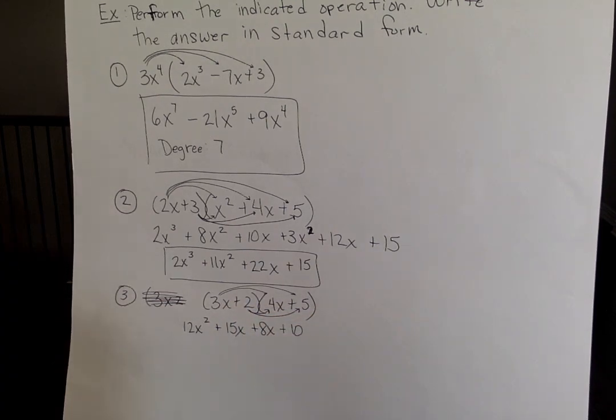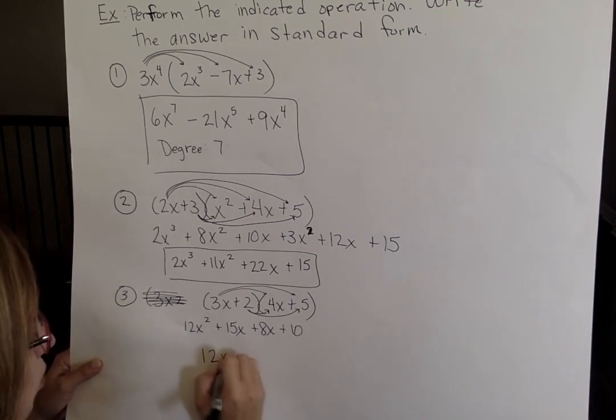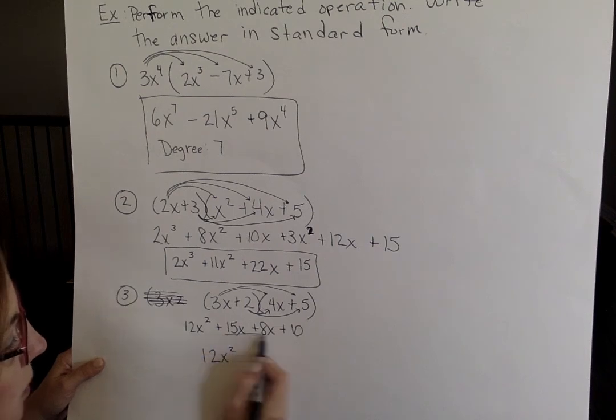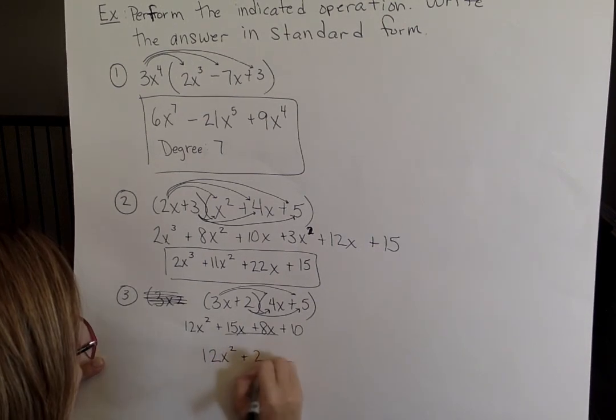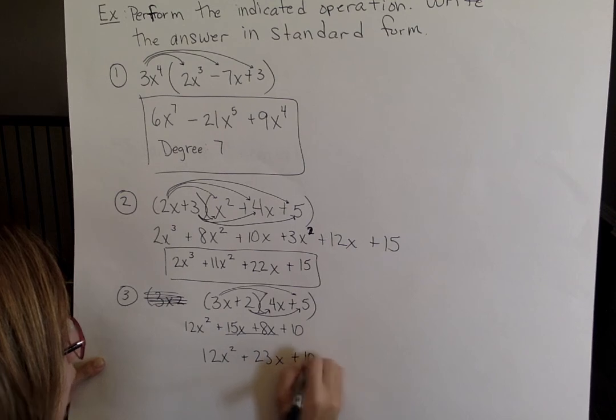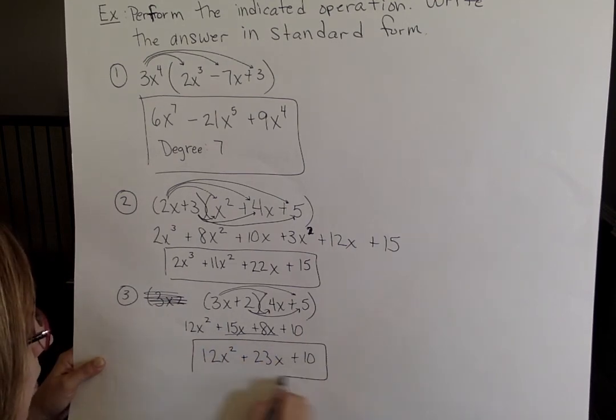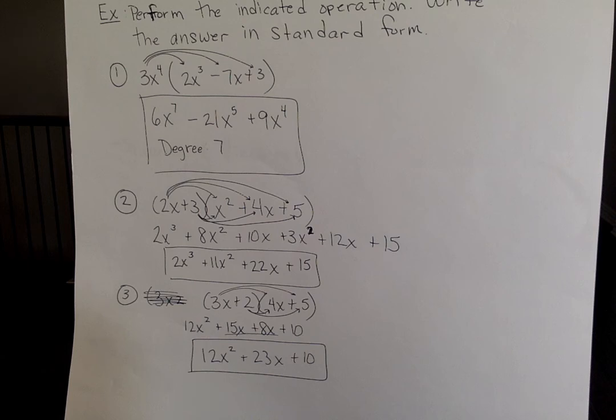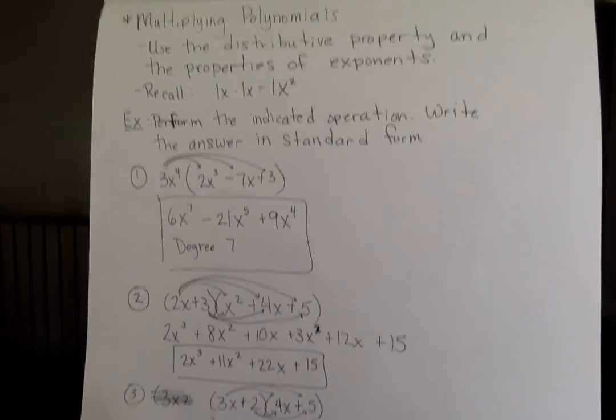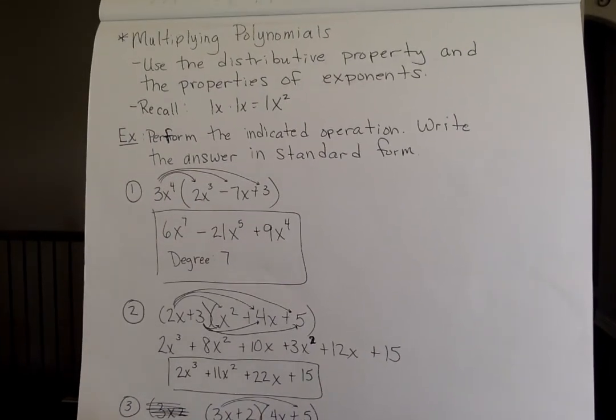Again, make sure that you combine like terms and write it in standard form. So our final answer, 12x squared, then we have 15x plus 8x, which is 23x, and plus 10. This is the polynomial written in standard form, and this polynomial would have a degree of 2. Okay, so that's all about multiplying polynomials. You've done this so many times, I think that will probably be mostly okay, but I just wanted to review it.